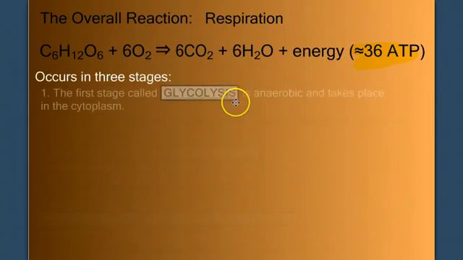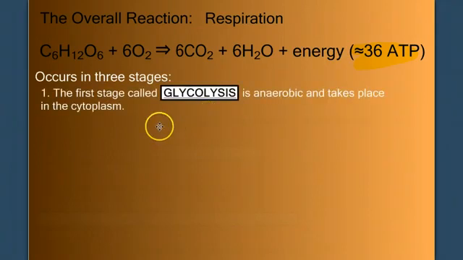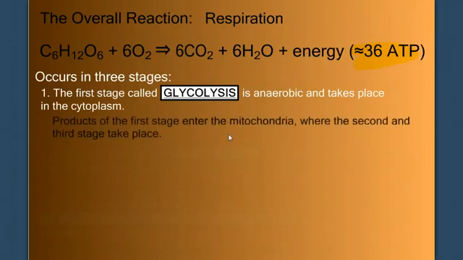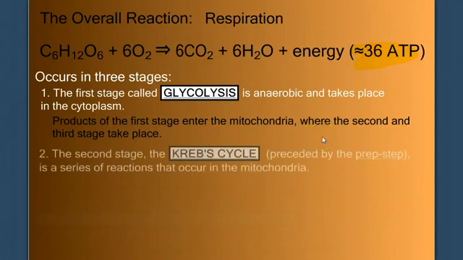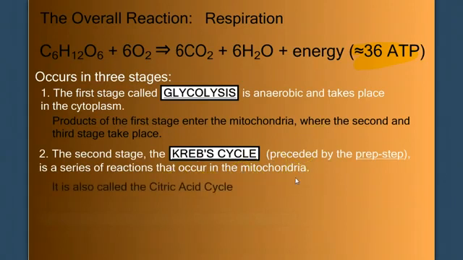The first stage is called glycolysis. It's an anaerobic stage that takes place in the cytoplasm. The products of glycolysis will enter the mitochondria, where the second and third stages of respiration occur. The second stage of respiration is called the Krebs cycle. It's preceded by a preparatory step, and is a series of reactions that occur in the mitochondria that are often referred to as the citric acid cycle, because the first intermediate made is citrate or citric acid.